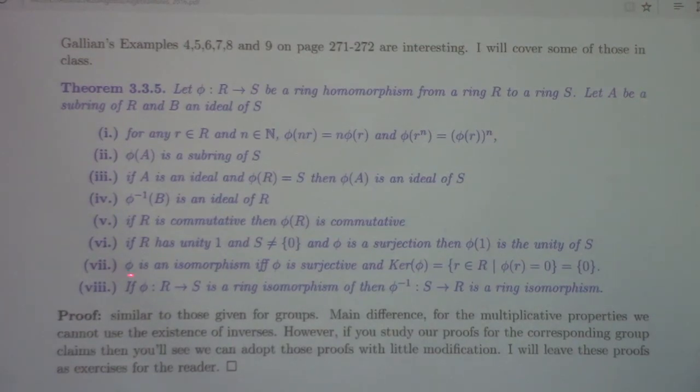Anyway, so 7, phi is an isomorphism if and only if phi is surjective and the kernel is 0. Here the kernel is the additive kernel, all right? And there, the structure of the kernel is exactly the one we proved before, because remember, a ring is first an additive group, right? So everything we know for additive groups is true for rings with respect to the additive structure. Be careful. Finally, if you have a ring isomorphism, then the inverse function is also an isomorphism. This theorem we found in linear algebra, where we said that if we have a bijection which is linear, the inverse is automatically linear. That's this theorem again.